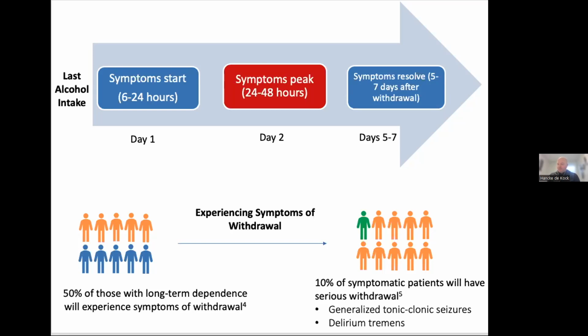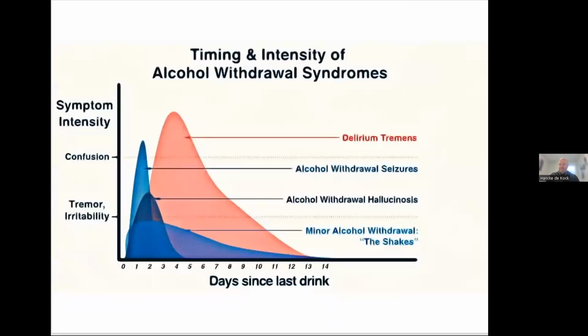Alcohol withdrawal seizures and delirium tremens are the most severe manifestations of alcohol withdrawal, and DTs can be characterized by severe confusion, disorientation, hallucinations, along with severe autonomic hyperactivity. And DTs occur in about 3 to 5% of the population. This is another graphic highlighting the timing and intensity of alcohol withdrawal symptoms.